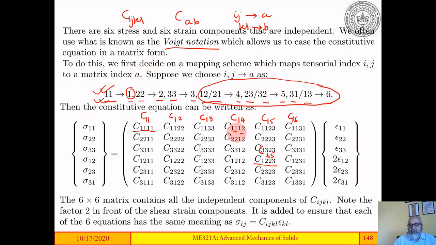The 6x6 matrix is symmetric. So there are 36 components here, and these contain all the independent components of C, which are determined after taking the symmetry of sigma ij and epsilon kl into account.